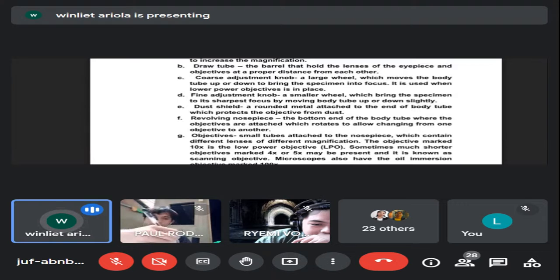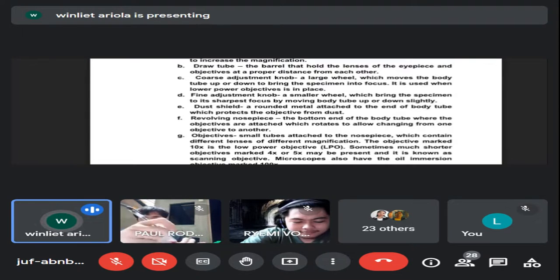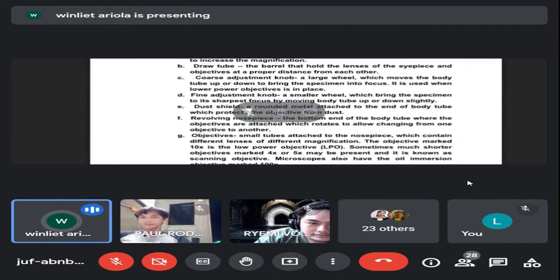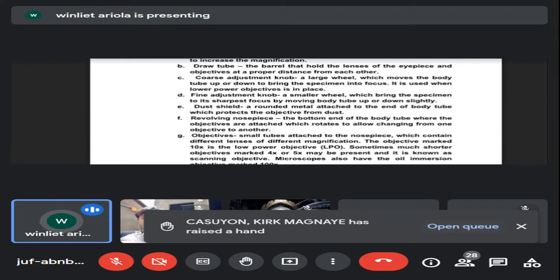It is a large wheel which moves the body tube up or down to bring the specimen into focus. It is used when low power objective is in place. Remember ha, kapag low power, when you are manipulating a microscope, hindi pwedeng HPO agad ang gagamitin. So ano nga yung mga tendency kapag HPO agad ang ginamit ninyo? Anong pwedeng mangyari sa slide? Yes, Mr. Kasuyon.